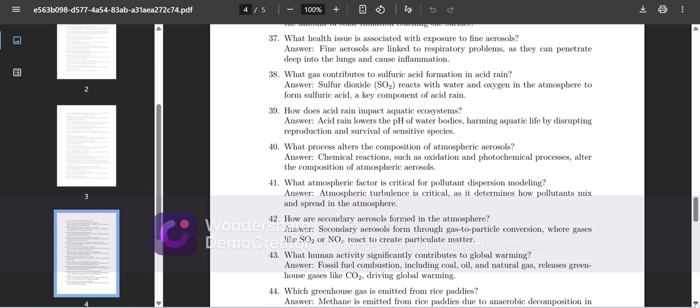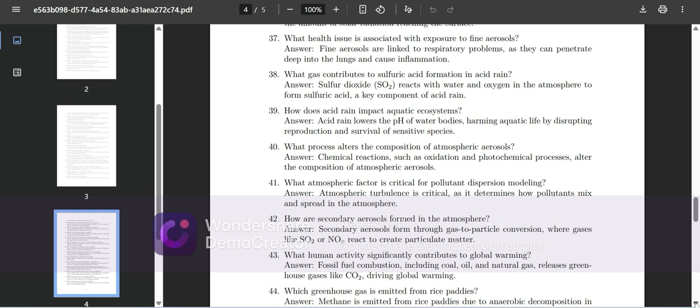How does acid rain impact aquatic ecosystems? Acid rain lowers the pH of water bodies, harming aquatic life by disrupting reproduction and survival of sensitive species.